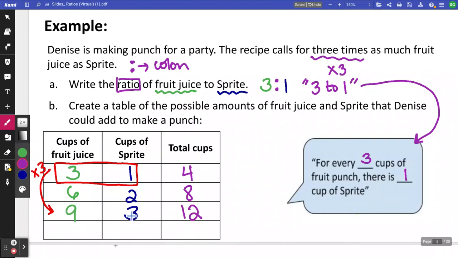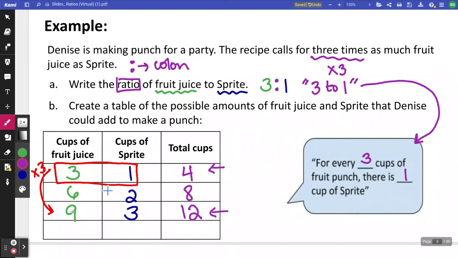Now I'm changing how much she's using. The original recipe, like we said, 3 cups of fruit juice and 1 cup of Sprite. So when I'm tripling it, I'm definitely using more ingredients. Would these two taste the same? Would the punch taste the same if I follow this recipe or if I follow this recipe? What do you think?